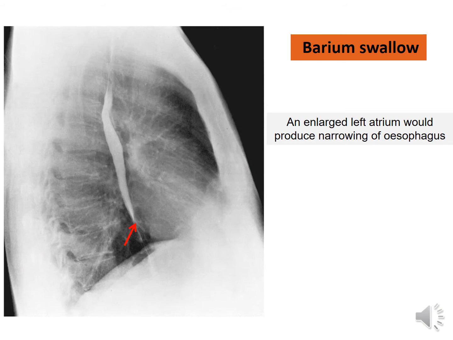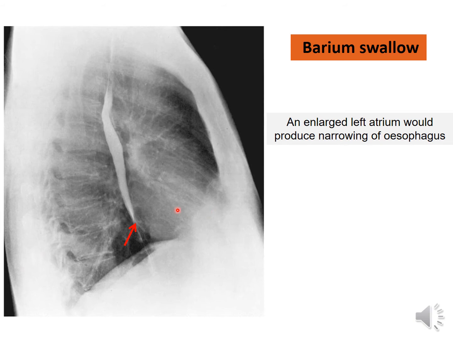In a few cases, the enlarged left atrium would compress the structure immediately behind it, that is your esophagus. You can appreciate this in this radiograph. This is the lateral chest radiograph, which is taken after performing a barium swallow procedure. What is barium swallow? It is a radiographic technique to visualize the esophagus and stomach.